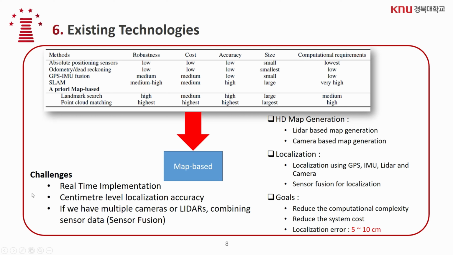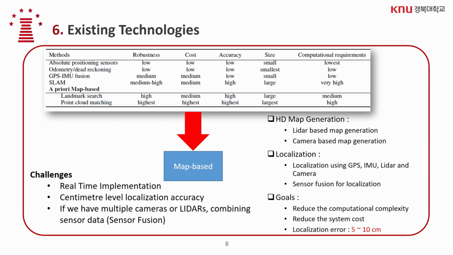The main challenges are real-time implementation and centimeter-level localization accuracy. Also, if we have multiple cameras or lidars and combine sensor data, we call it sensor fusion. In HD map generation, we focus on lidar-based map generation and camera-based map generation, and localization using GPS, IMU, lidar, and camera. These are the main sensors involved in localization and sensor fusion-based localization.